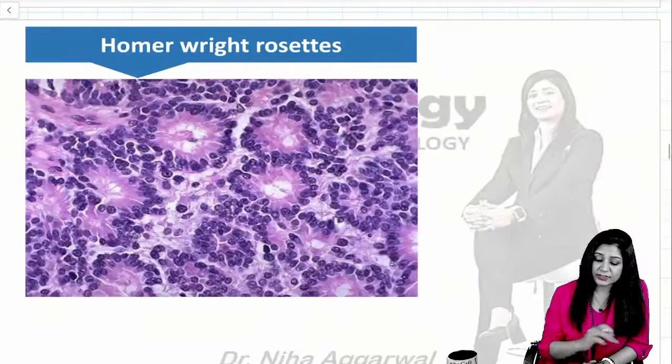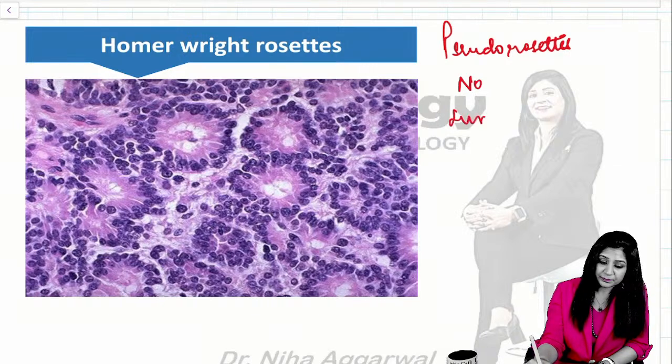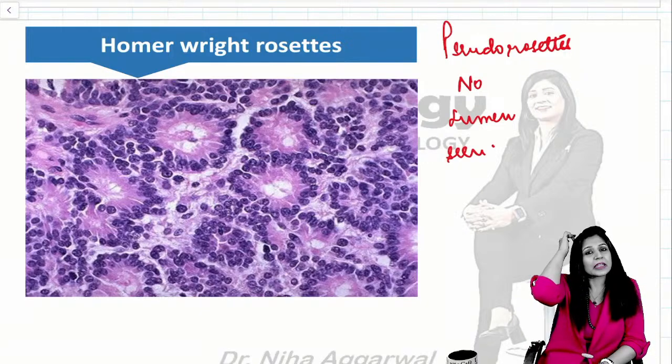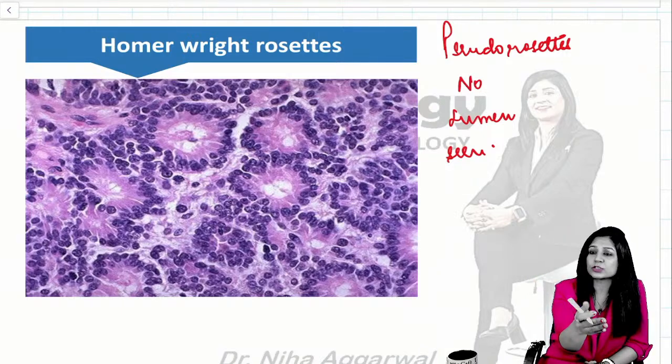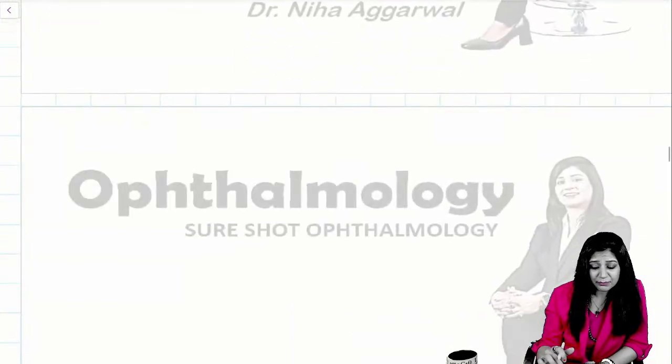Another kind of rosettes that you can get here is the Homer Wright rosettes. These are actually pseudo rosettes where no lumen is seen. So again, you can get both in retinoblastoma. You can get the true rosettes also, and you can get the pseudo rosettes also. Both can be seen. Very, very important.